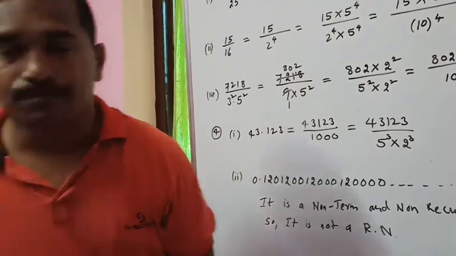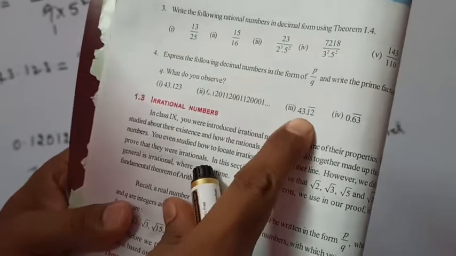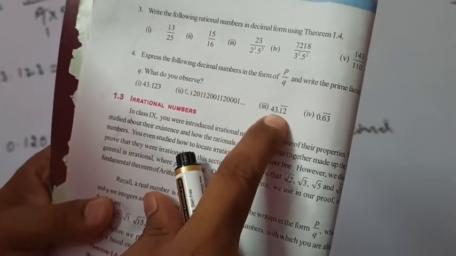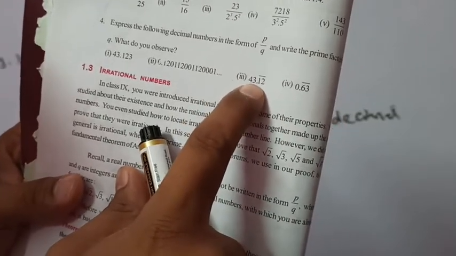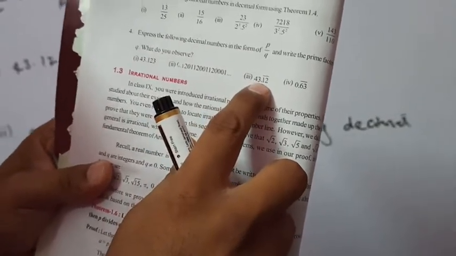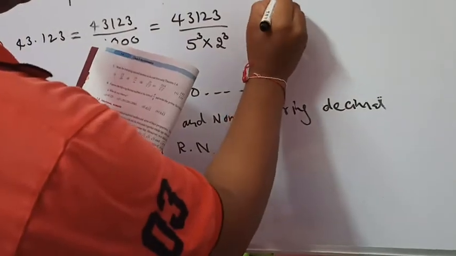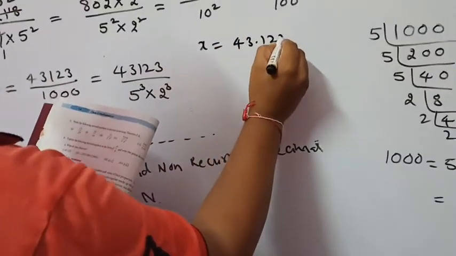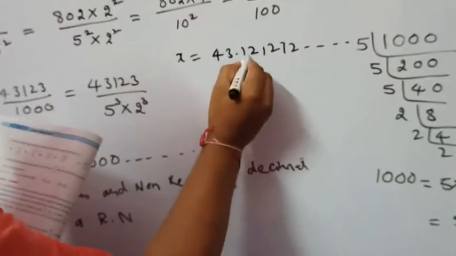Okay, see this problem. Assume 43.12 bar. First expand. You write x equal to 43.1212121212. So here the period is 12 and the periodicity is 2. Two digits are repeating. So like this you have to do: x equal to 43.1212. So here the period is 2.